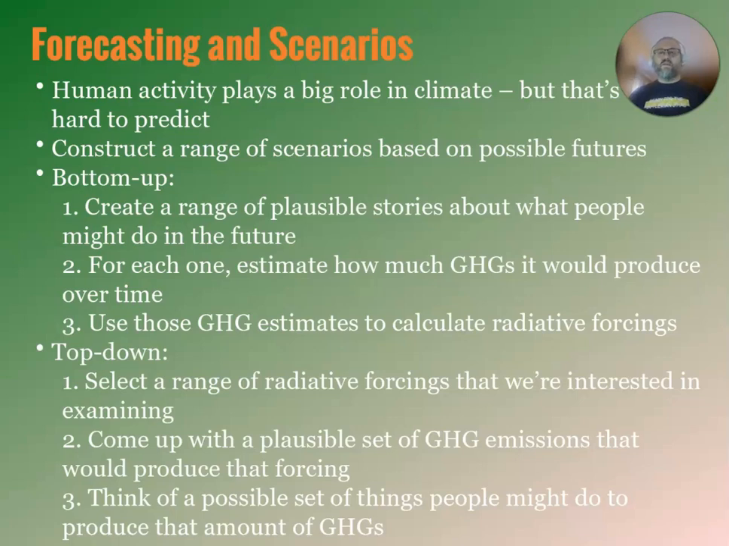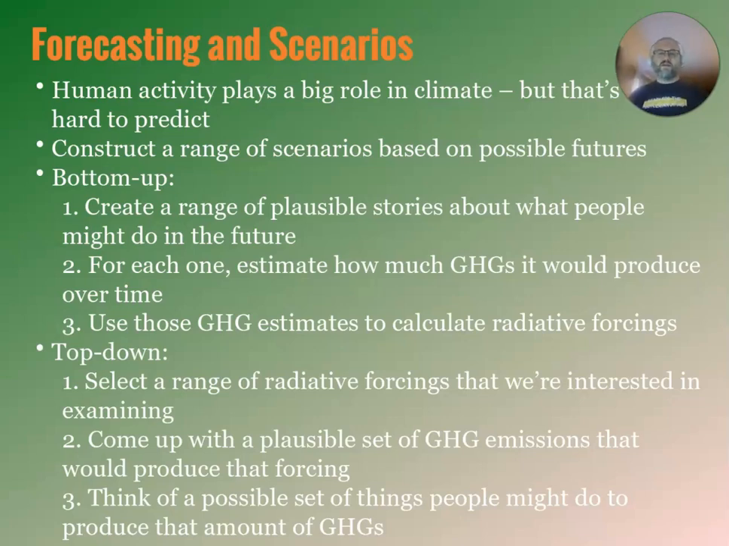So with a top-down scenario, we start by selecting a range of radiative forcings that we're interested in examining. So we want to understand what would happen if we had a certain amount of radiative forcing. We might pick a really high one that would lead to very significant climate changes. We might pick some very low ones that lead to very little climate change, and some in between. So we start by picking out some radiative forcings we're interested in examining.